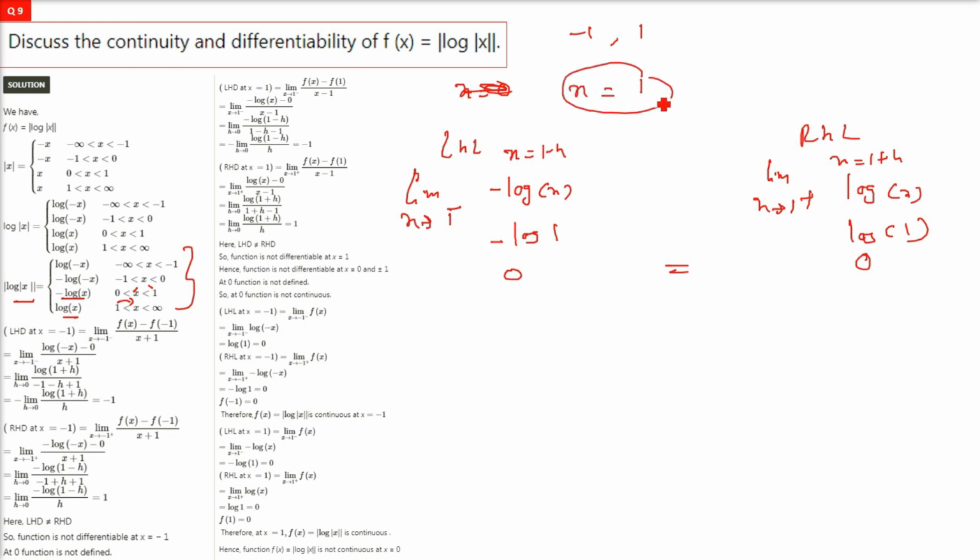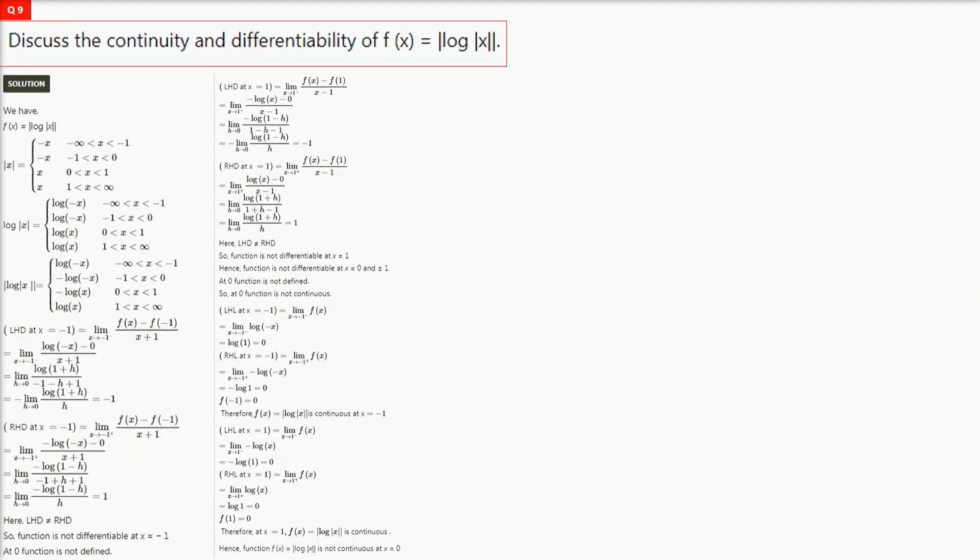X equals to minus 1, I am leaving it for you. If you have any problem, the answer is in front of you. You can just have a reference here. This is the reference. I hope you got the idea.